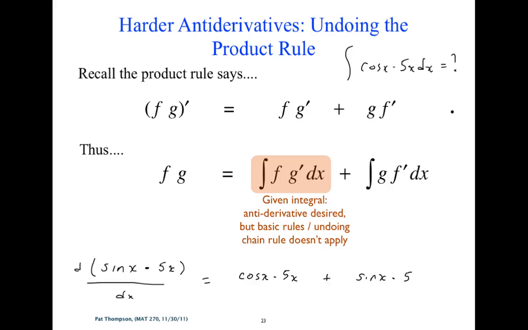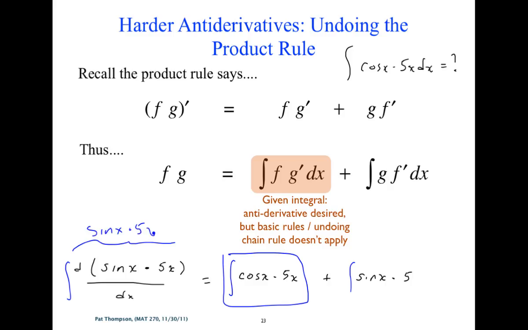And now they're asking me to do the antiderivative of that. So what would it be? If I want the antiderivative of that, well, this is just sine x times 5x, right? Minus that antiderivative will give me that antiderivative. So that's what we're doing.